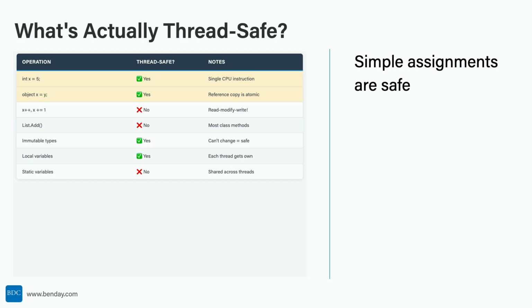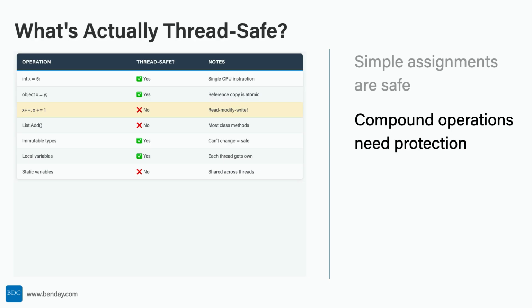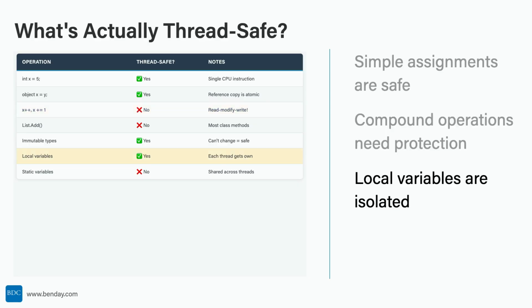That's the good news. Anything that reads, modifies, and writes back, like counter++ or counter += 5, these need locks or Interlocked. There are multiple operations under the hood. Local variables are on each thread's stack. Completely separate memory. Thread 1's local variable can't affect thread 2's. They're inherently thread safe. That's why functional programming patterns work so well in concurrent code. When in doubt, assume it's not thread safe and add synchronization. Better safe than debugging race conditions at 2 a.m.